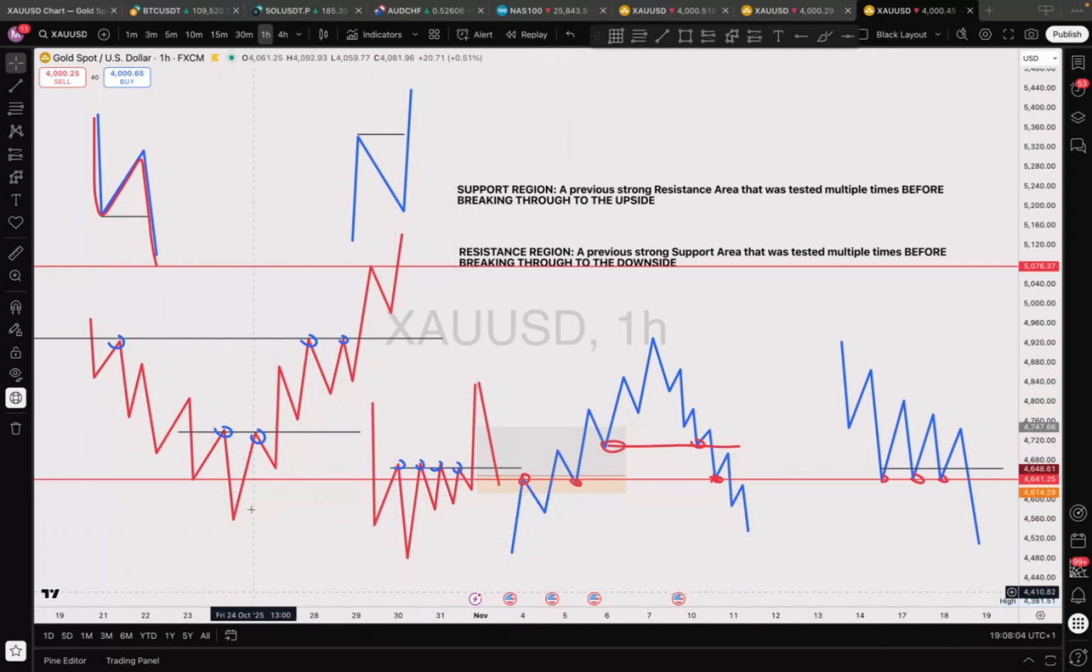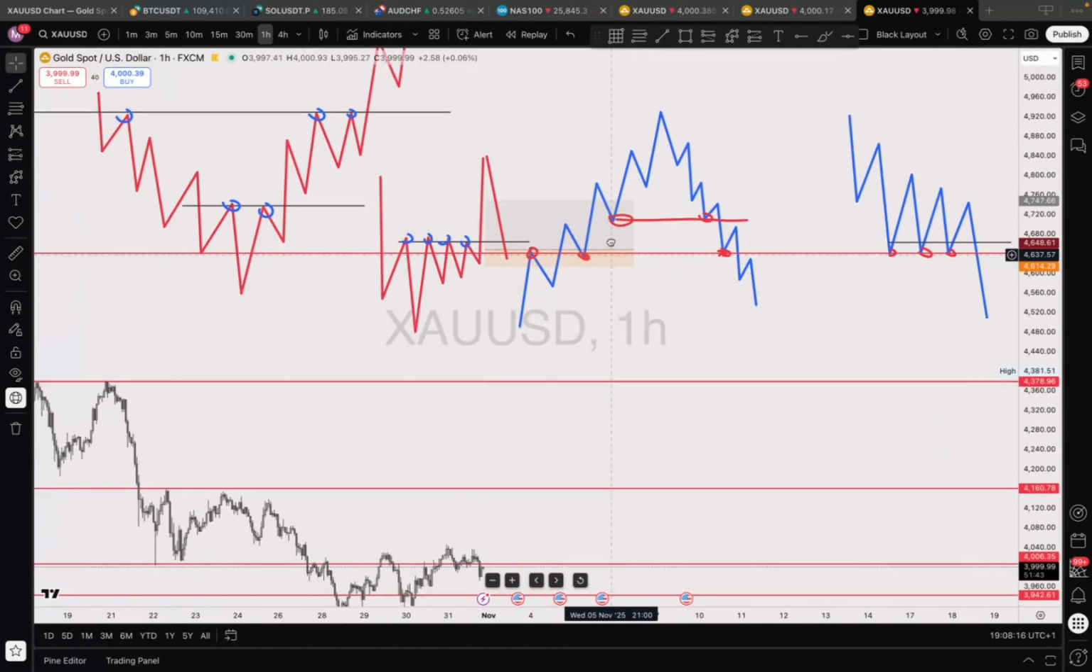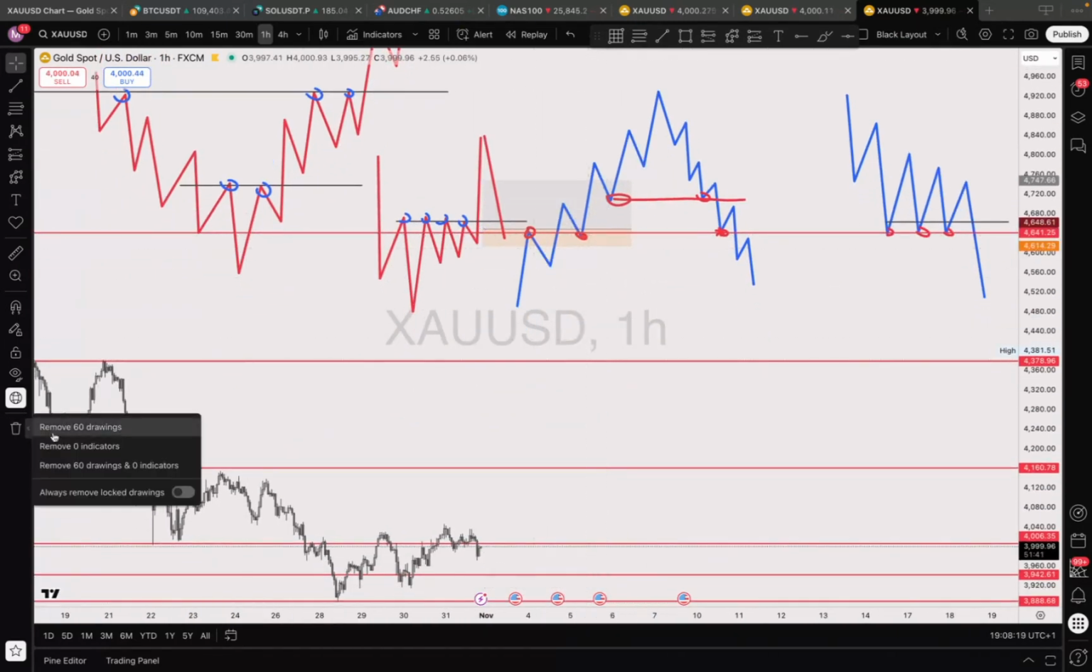And when marking your support and resistance, you want to ensure that you put this line at the top of the body of the candle and not the wicks. But sometimes it can be at the top of the wicks, but it's better to put it at the body of the candle. I will show you an example. Before I move to the example, let me clear this and show you how to trade it.